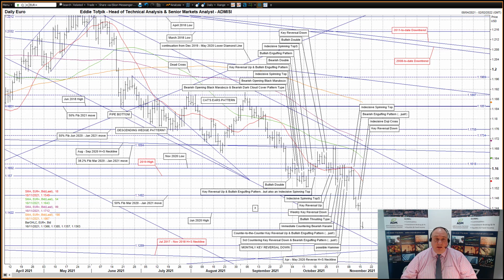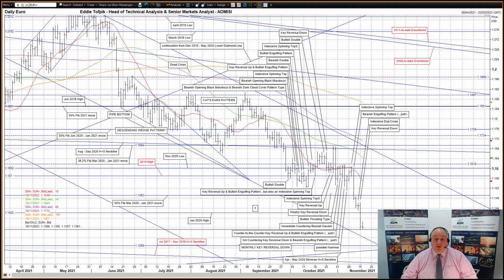I'll start with the euro against the dollar. A superb key reversal down yesterday with another new recent low. Prices pushed past target X at 114.50. This had been the target for the recent July to September bearish cat's ears pattern. It will be retired after this commentary.